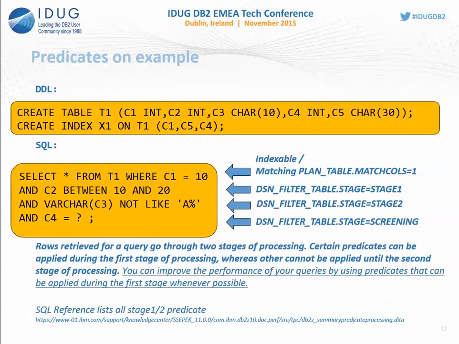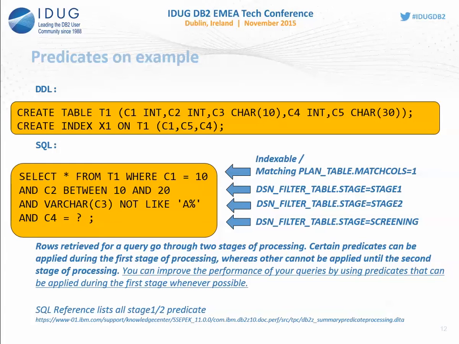This is the screening predicate. By screening, I mean that we have the index on C1, C5, and C4, and we have the C1 predicate here, but we don't have C5. So what we do here is we fetch all the data from the index where this predicate applies, and then we filter based on this predicate without matching on C5. This is called screening, where we just retrieve the range qualified by this predicate, and then we search for this one. All the stage 1 and stage 2 predicates are listed in the SQL reference.